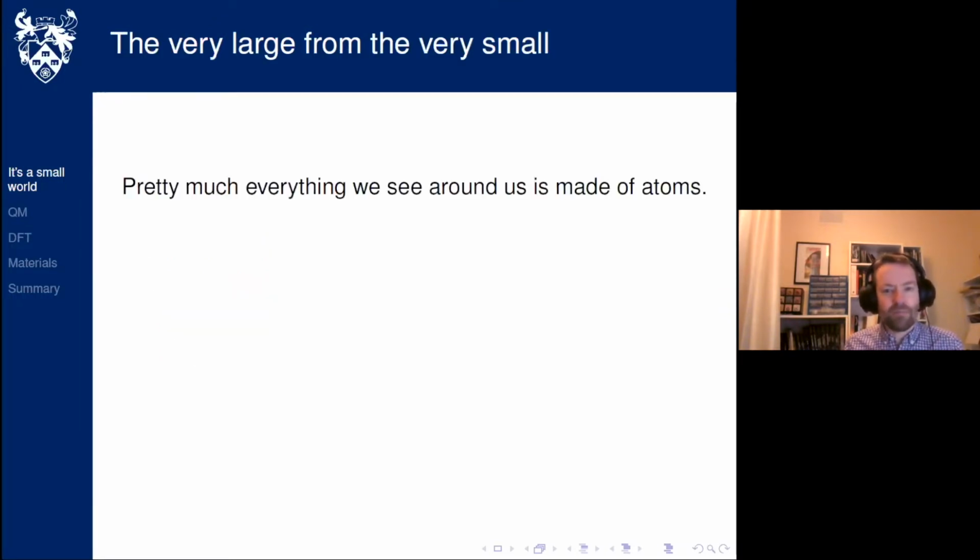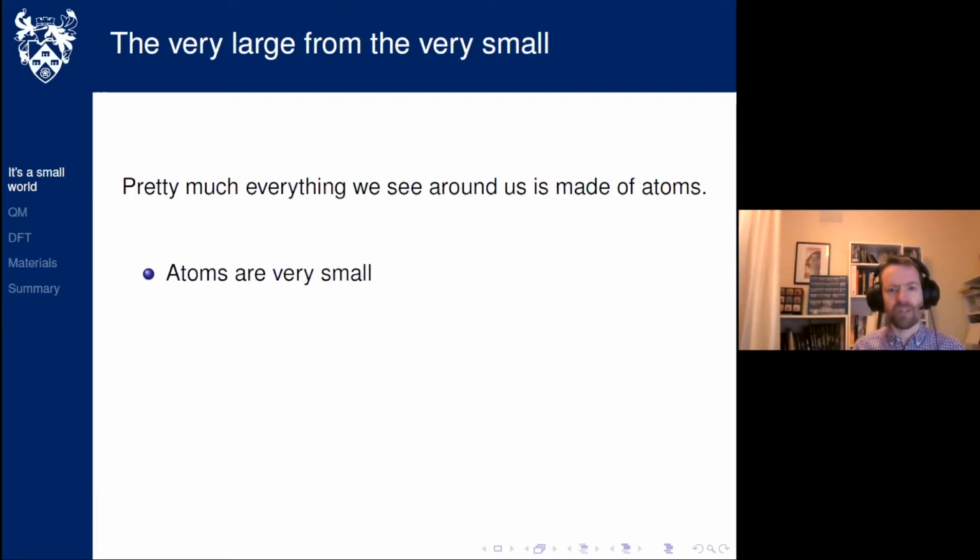Now, pretty much everything that we see in the world around us is made of atoms. Apart from the light itself, it's just about everything that we experience. And atoms, as I'm sure you know, are really quite small. How small? Well, something like 3 billionths of a meter. That would be something like a carbon atom or a silicon atom, that kind of size. And that's a pretty small number.